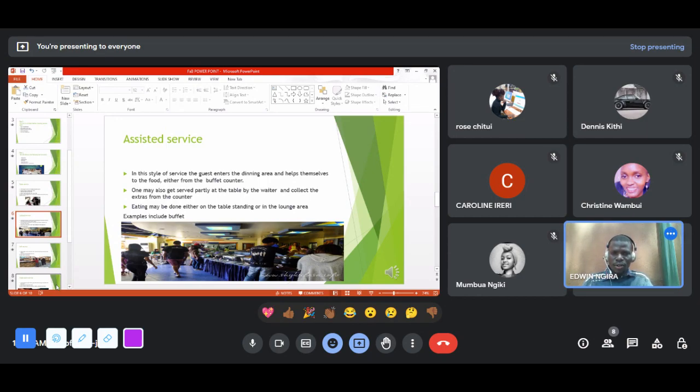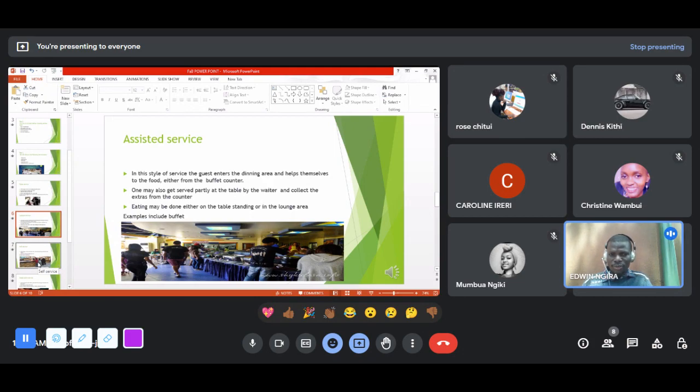A good example is buffet. At this point, the guest serves themselves and can take their main meal, but you serve them other items. For example, you can serve them drinks and any other extra items while they are seated. So it is a combination of the guests serving themselves and you as a service person attending to them where they have not served themselves.